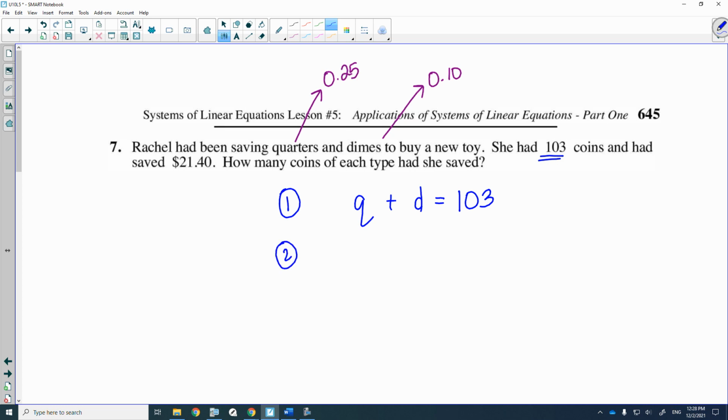Second system has to do with when she adds up the quarters and dimes, they're $21.40. What would this be? So think about the money for the bills. It was 5 times every $5 bill. So it was 5F plus 10. What would it be?